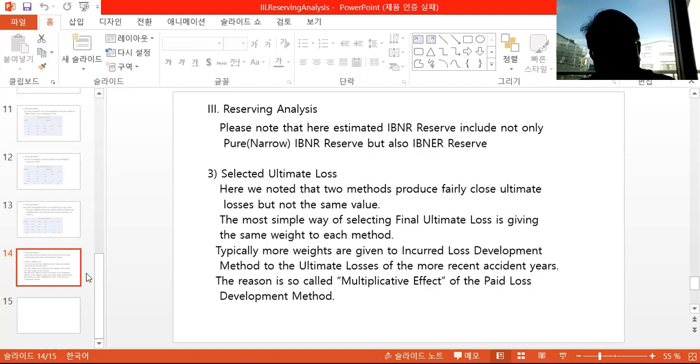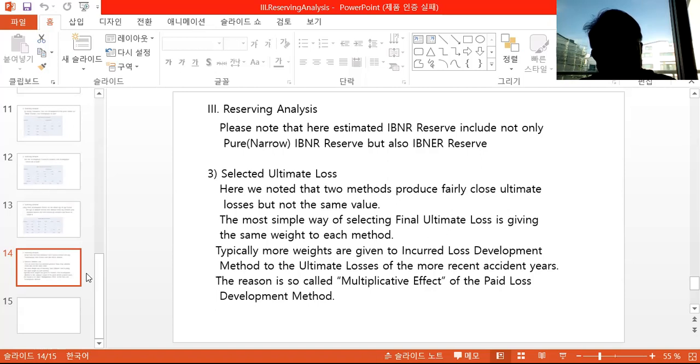But this is not always the case, because sometimes the ultimate loss produced by the paid loss development method and the incurred loss development method can be quite different, especially for the latest accident year, like year 2021 in this example. The simplest way of selecting the final ultimate loss is giving the same weight to each method. But typically more weight is given to the incurred loss development method for the more recent accident years, because of the multiplicative effect of the paid loss.